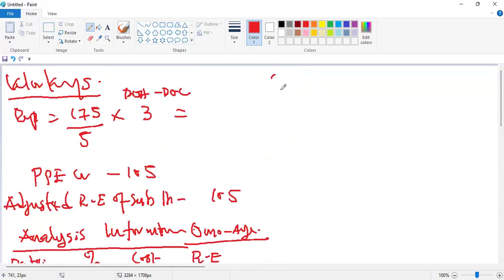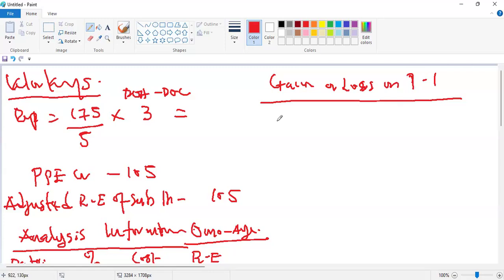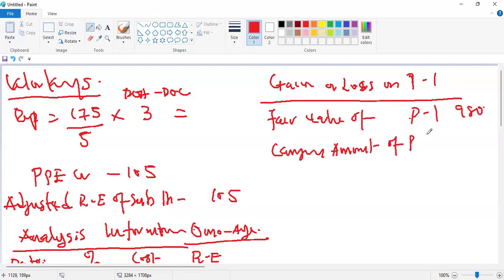Gain or loss on previous investment. Fair value of previous investment: 980. Then carrying amount of previous investments: 650. Gain: 980 minus 650 is 330.